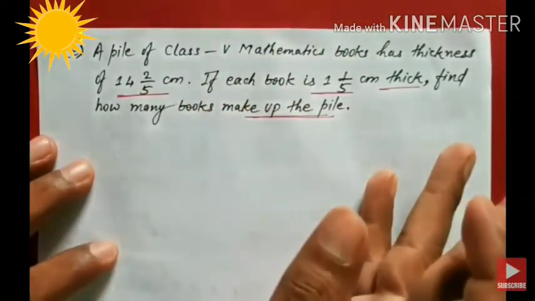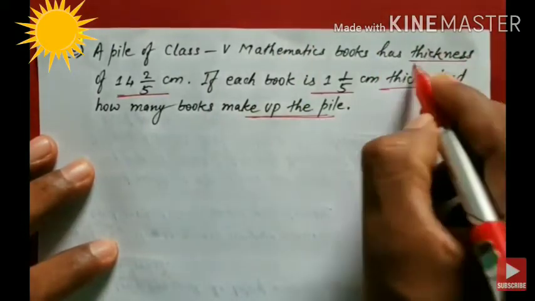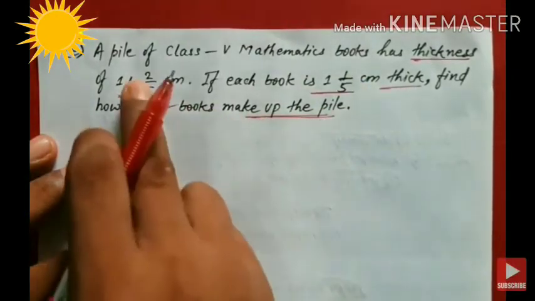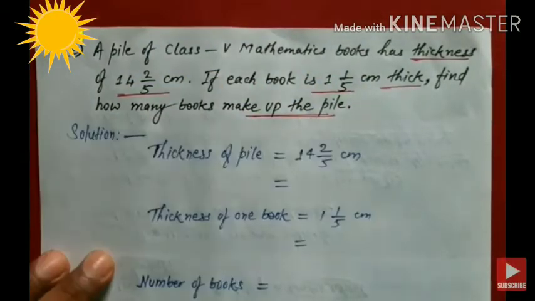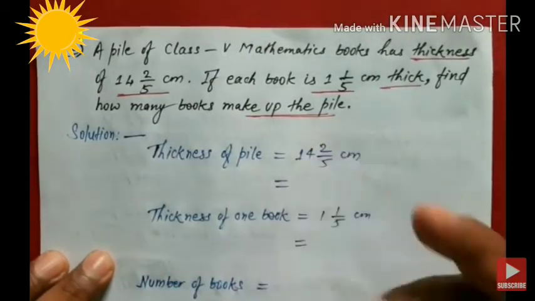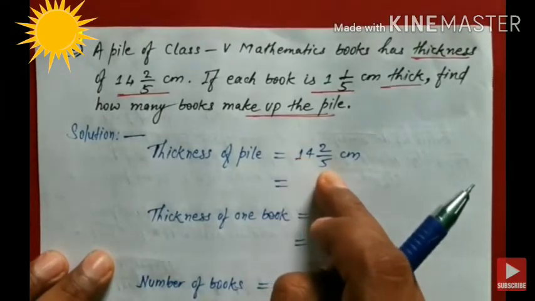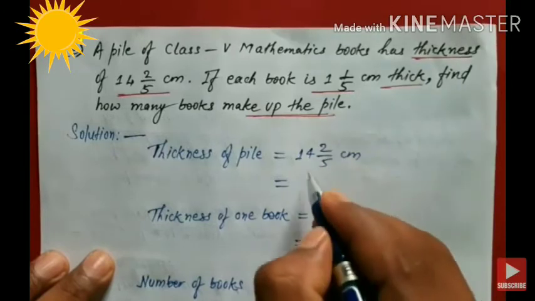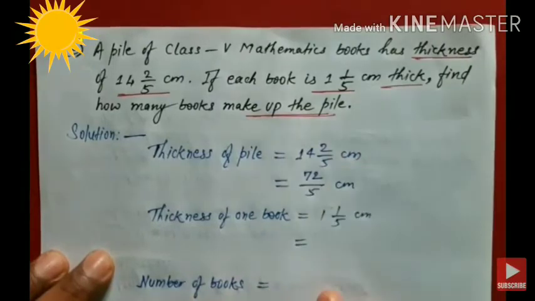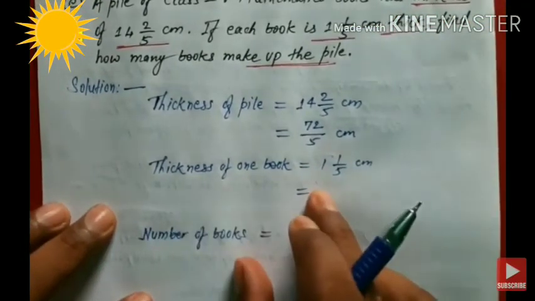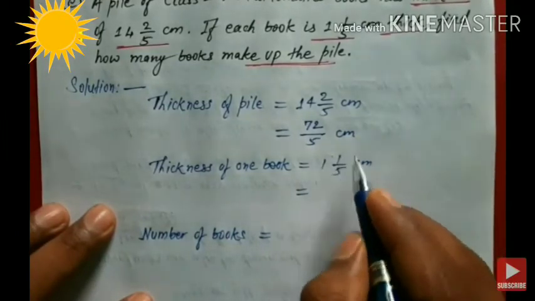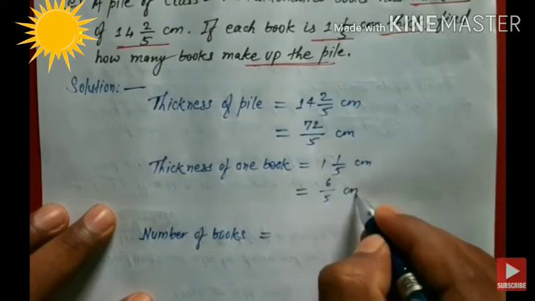Pile means a bunch. So in this question we will do division, because the total thickness is given here, 14 whole 2 by 5 centimeter, and the thickness of each book is given, and we want to find the number of books. So we will first write the thickness of the pile, that is 14 whole 2 by 5 centimeter. We will convert it into an improper fraction. 5 14s are 70 plus 2 is 72 upon 5 centimeter. So this is the thickness of the pile. Now next is the thickness of one book. It is given 1 whole 1 by 5. We will convert it into an improper fraction. So 5 ones are 5 plus 1, 6 upon 5 centimeter.